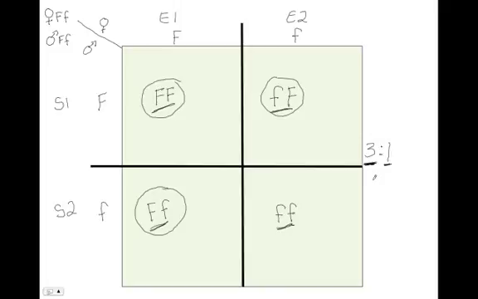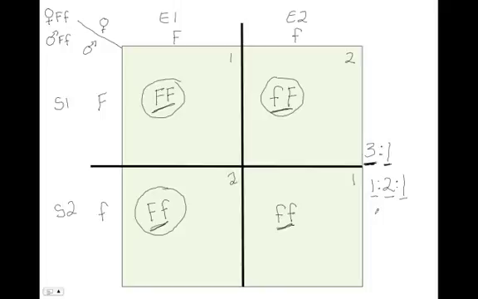If we look within the genotypes, we can see that we have 1 individual who is homozygous for the dominant allele. We have 2 individuals who are heterozygous, and then we have 1 individual again who is homozygous for the recessive allele. So our 3-to-1 phenotypic ratio is made up of a 1 to 2 to 1 genotypic ratio.